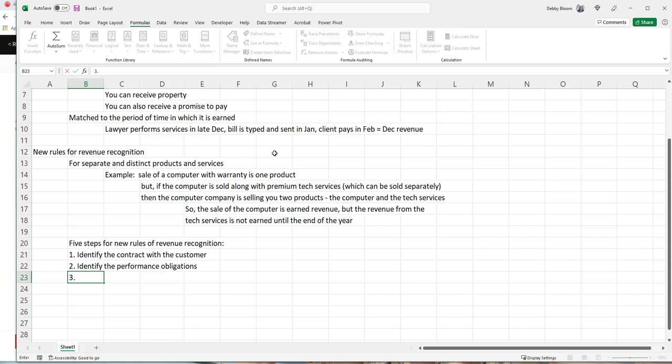Then in step 3, you're going to determine the transaction price. So it could be a bundled price. We're going to see in some of the homework problems with coupons and other things, there may be a probability as to whether the customer is going to use the coupon or not. So we're going to calculate the most likely amount. So we have to determine the transaction price. Once we determine the transaction price, then we allocate the transaction price to each performance obligation.